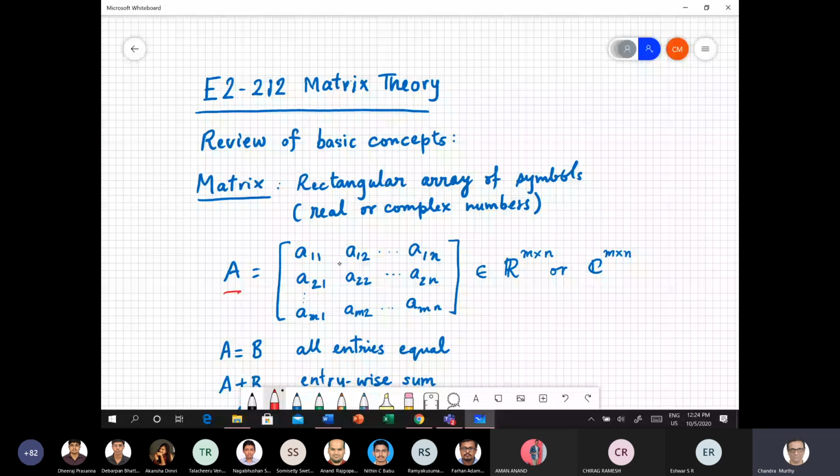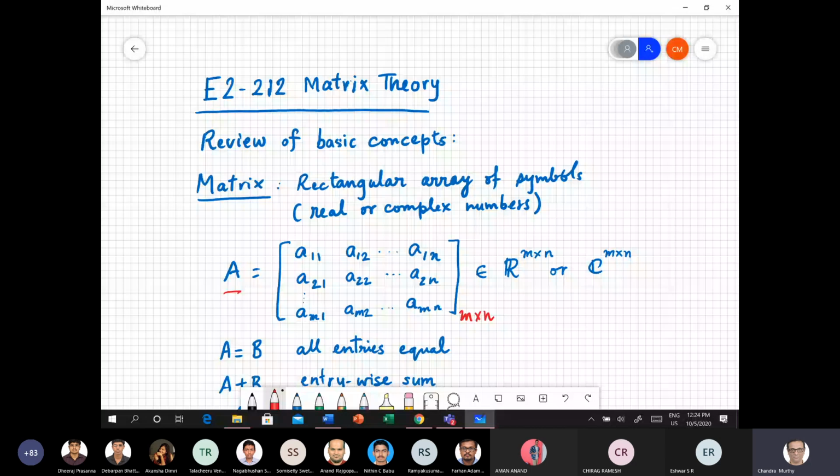We write that this is in the space R to the power m cross n, or C to the power m cross n, depending on whether these Aij's are real valued or complex valued. Always when we write this, the i is going to represent the row index and j is going to represent the column index.